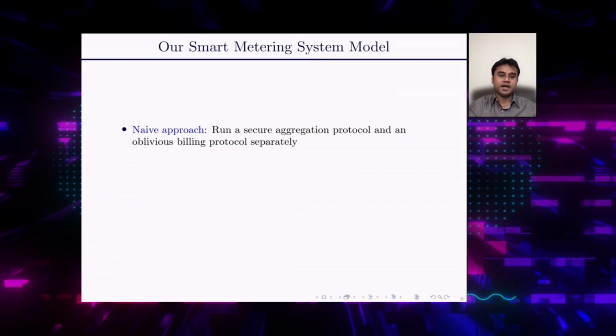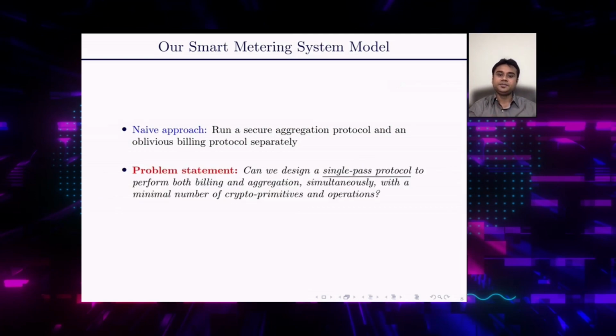But in this paper, we ask this question: can we design a single-pass protocol to compute the aggregation and billing in a privacy-preserving way, where each smart meter performs a minimal number of operations? As smart meters are resource constrained, we want a minimal number of cryptographic primitives implemented on the smart meters. This is the question we are going to consider.